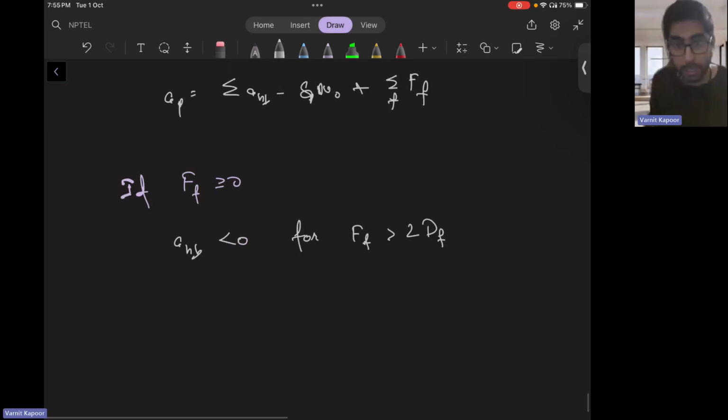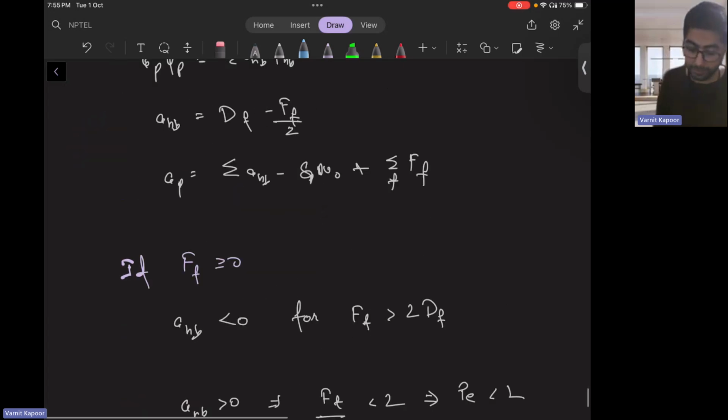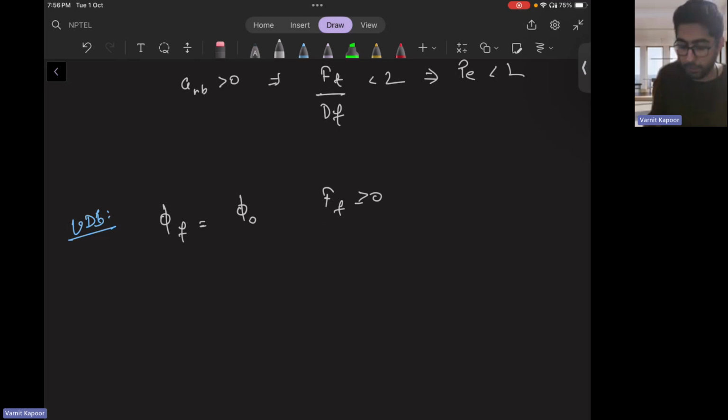So for A and B to be greater than 0, this implies F of f by D of f should be less than 2. This implies Peclet number is less than 2 if you are using CDS. But if you are using UDS, upwind differencing, what will happen now? There you used to say phi at each face will be phi P if f is greater than 0. So similarly, you will say phi of f will be phi naught, the previous value, if f of f is greater than 0, else it will be phi 1 for f less than 0.